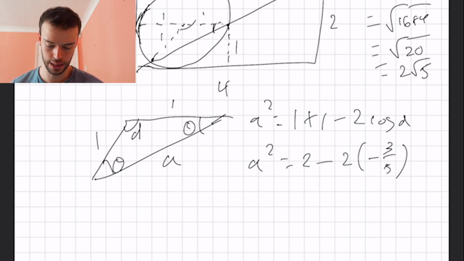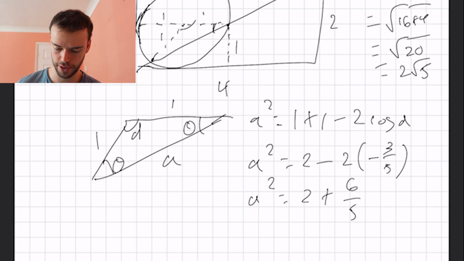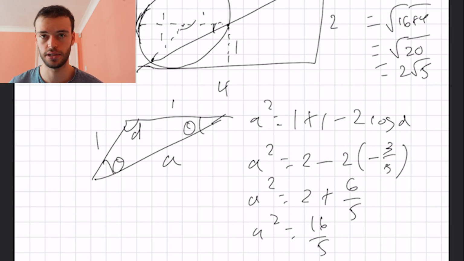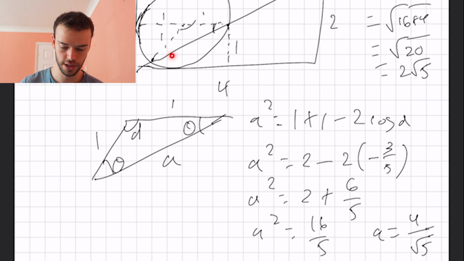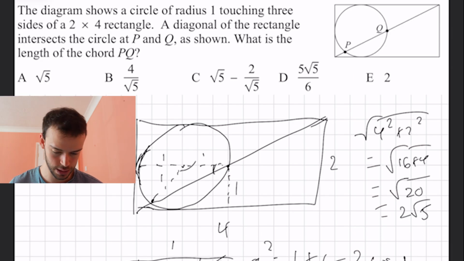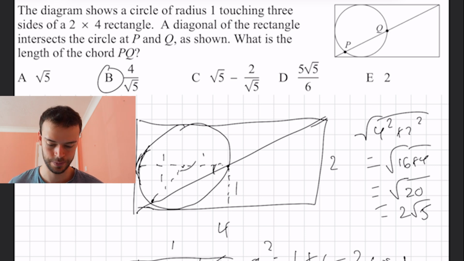All we have to do now is simplify the right hand side. So we have A squared equals 2 plus 6 over 5. And therefore A squared equals 16 over 5. And the final step is just to square root both sides. So A equals 4 over root 5. Cool, we found the length of PQ. And is that one of the answers? Yes, it is. It's going to be B. So B is our final answer, and we're done with the question.